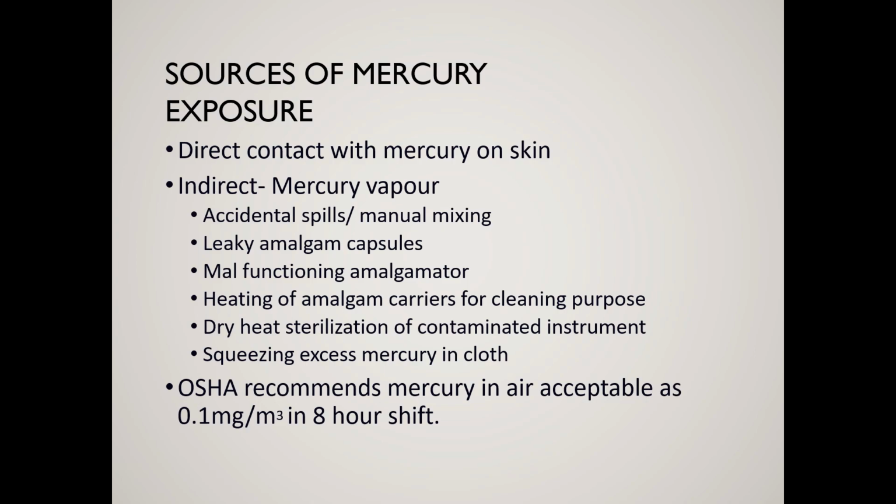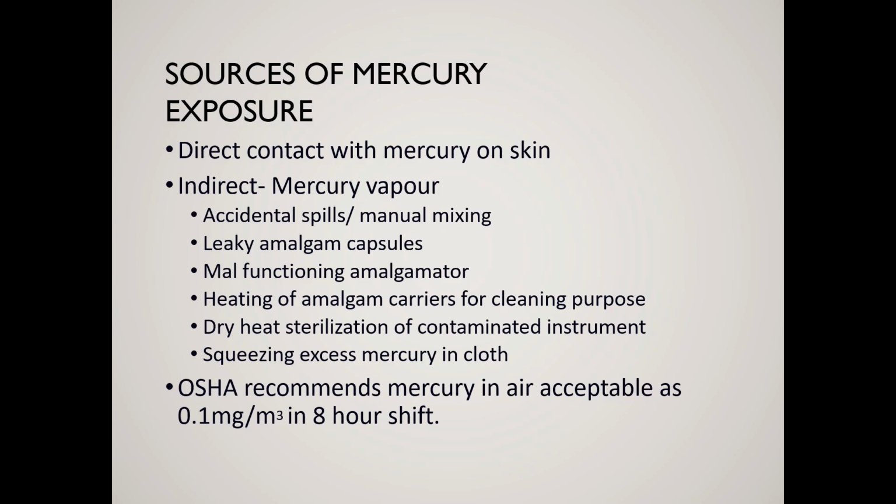Sources of mercury exposure. There are two types, direct and indirect. Direct is contact with mercury on the skin, and indirect consists of mercury vapor, which includes accidental spills, manual mixing, leakage of amalgam capsules, a malfunctioning amalgamator, heating of amalgam carriers for cleaning purposes, dry heat sterilization of contaminated instruments, and squeezing excess mercury in clothes. These are the indirect mercury vapor sources.